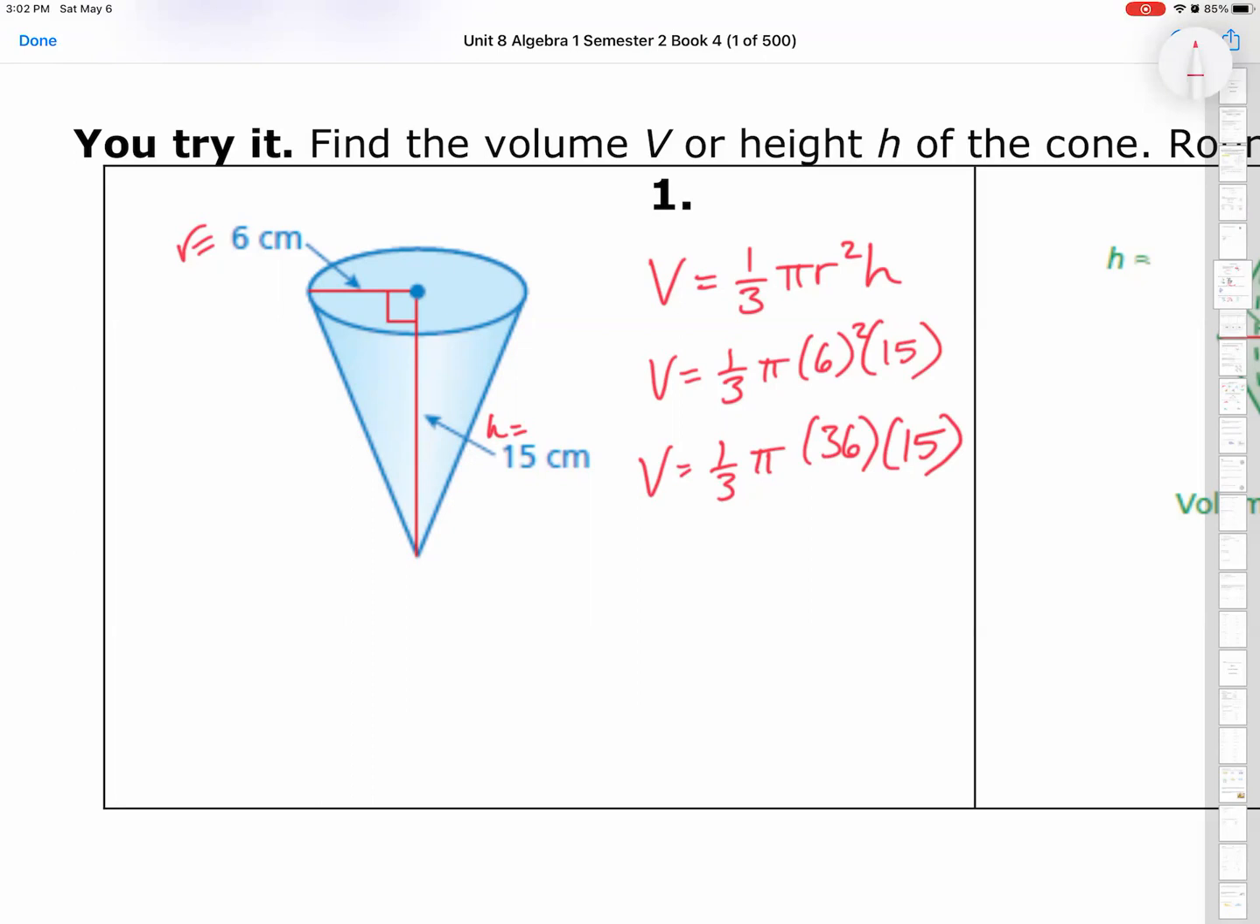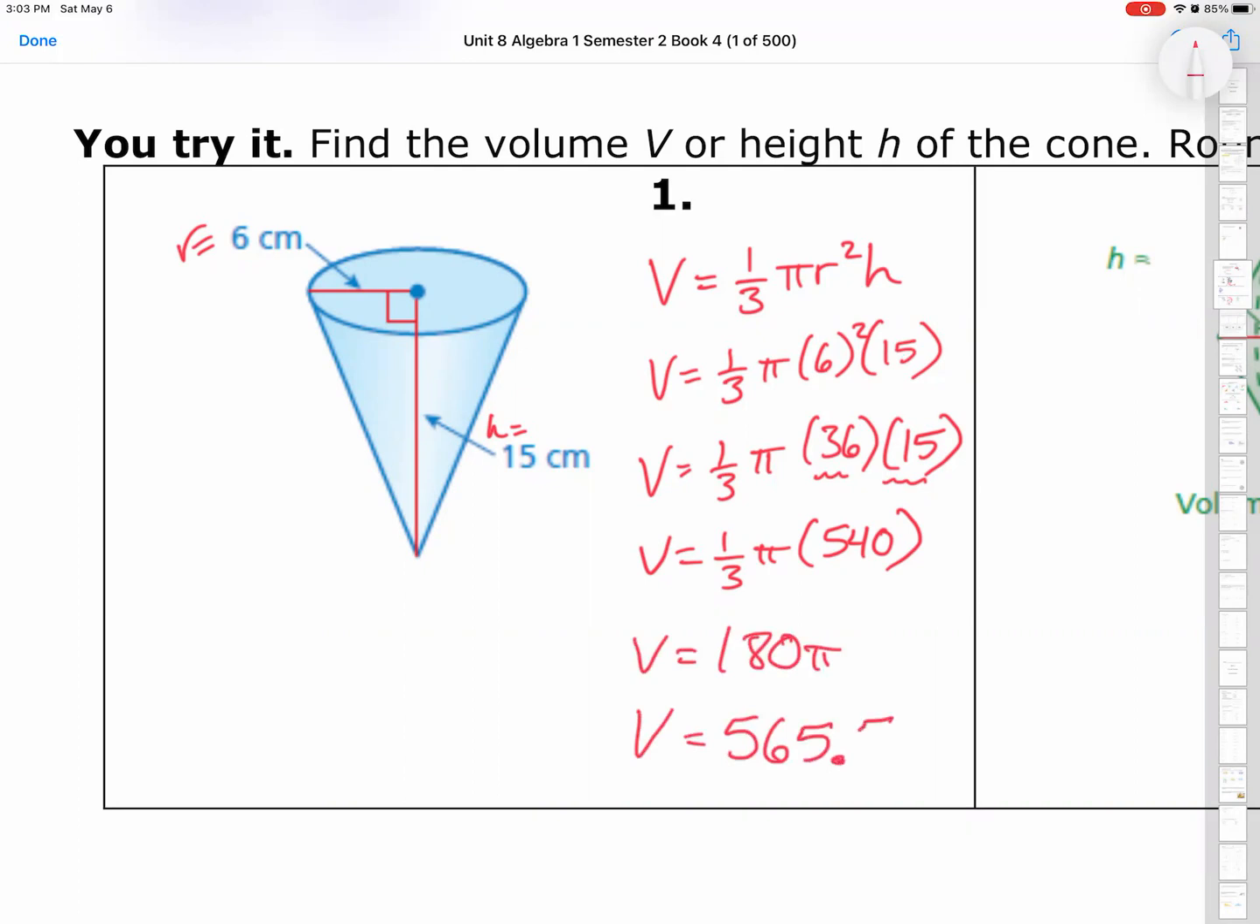And as a result, when we multiply these two values together, we end up with 540. And then 1/3 of the 540 gives us 180 pi, which as a decimal would come out to be 565.5. So this is centimeters cubed.